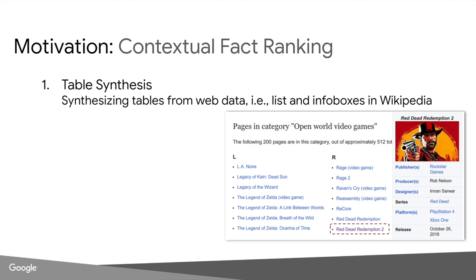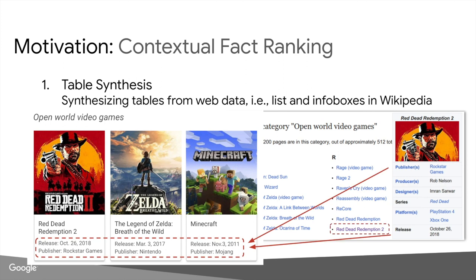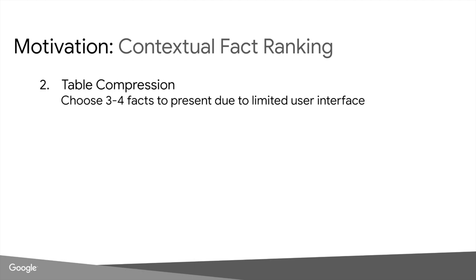For example, from the Wikipedia category page, Open World Video Games, a synthesized table can be constructed for all such games, leading to a carousel as depicted in the slide. Naturally, the ability to rank facts according to their informativeness to the query context is crucial to the quality of the synthesized table. In addition, even when a table exists to support a table answer, it is often not suitable for presentation as is due to limited space on devices, and needs to be compressed.